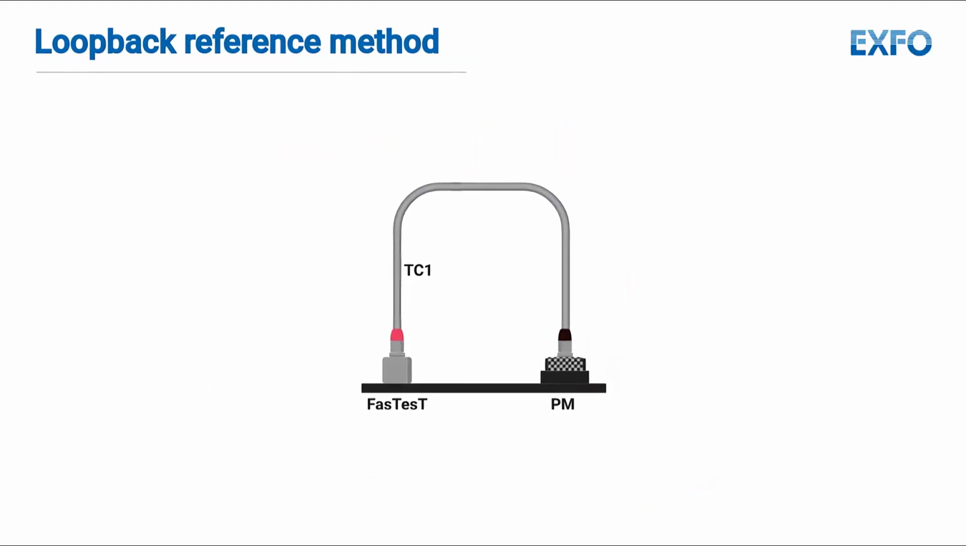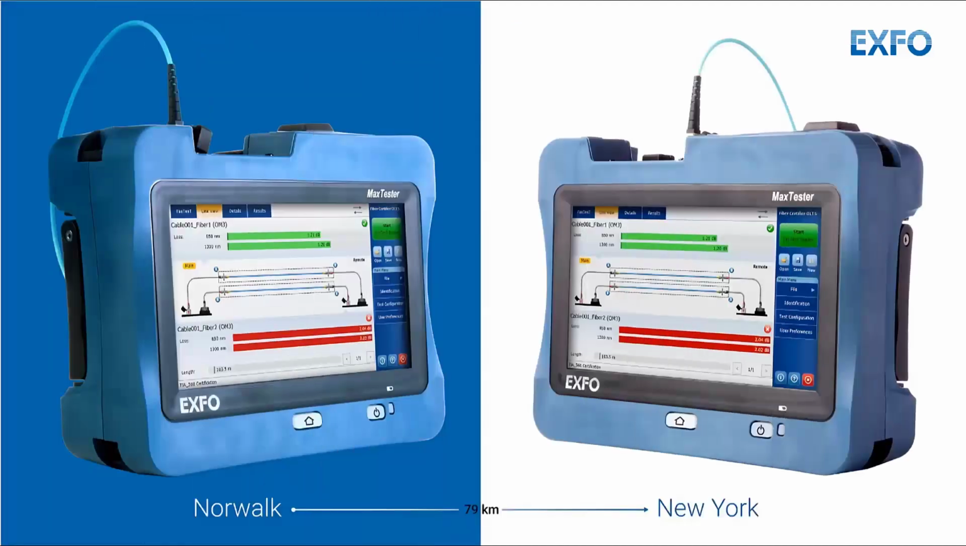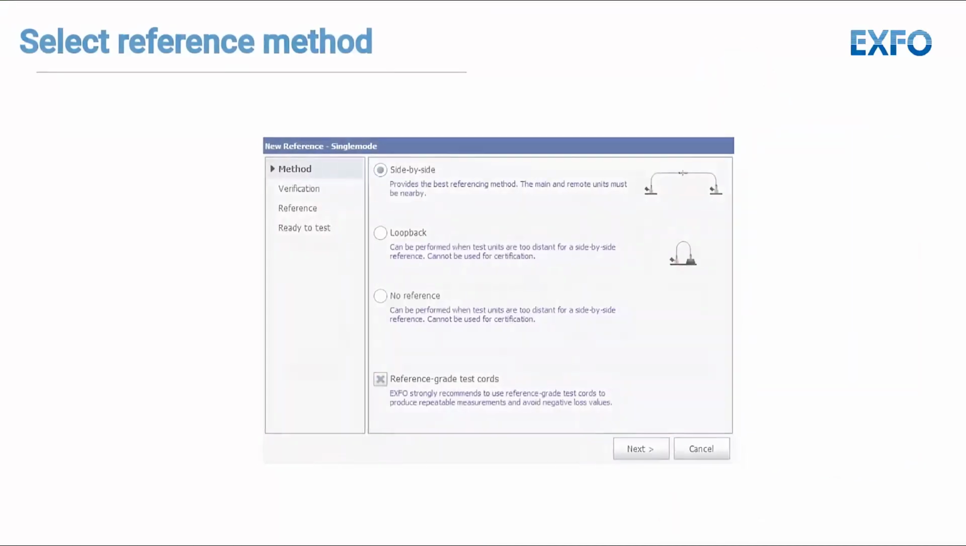Or each test set can do a single cord referencing by using the fast test port as source and the power meter port. This is called the loopback reference method. Loopback method is less accurate and cannot be used with certification standards, but is a great backup when the two units are at different and far away locations.